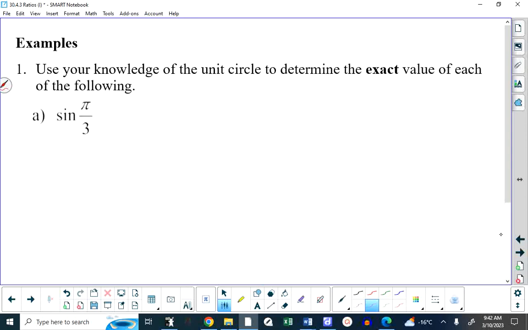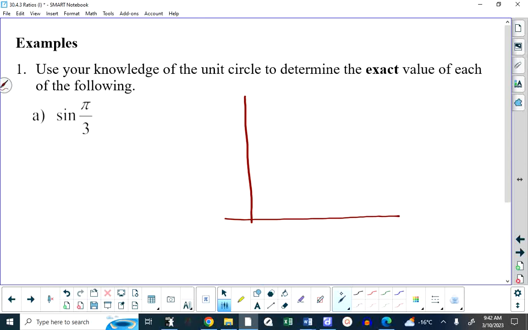All right, let's take a look at some examples now. Use our knowledge of the unit circle to determine the exact value of sine pi over 3. Again, I don't want you to look at the unit circle immediately upon seeing a question like this. What I want you to do is the following, and I'll go freehand because that's what you're doing. I want you to recognize that pi over 3 is in quadrant 1.